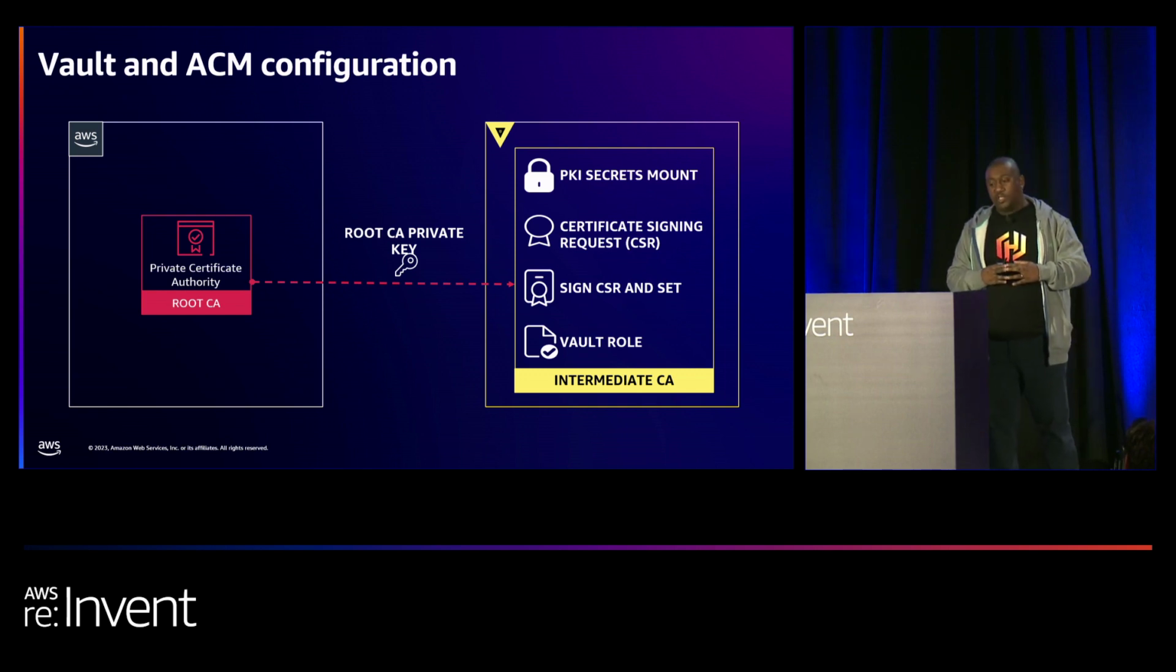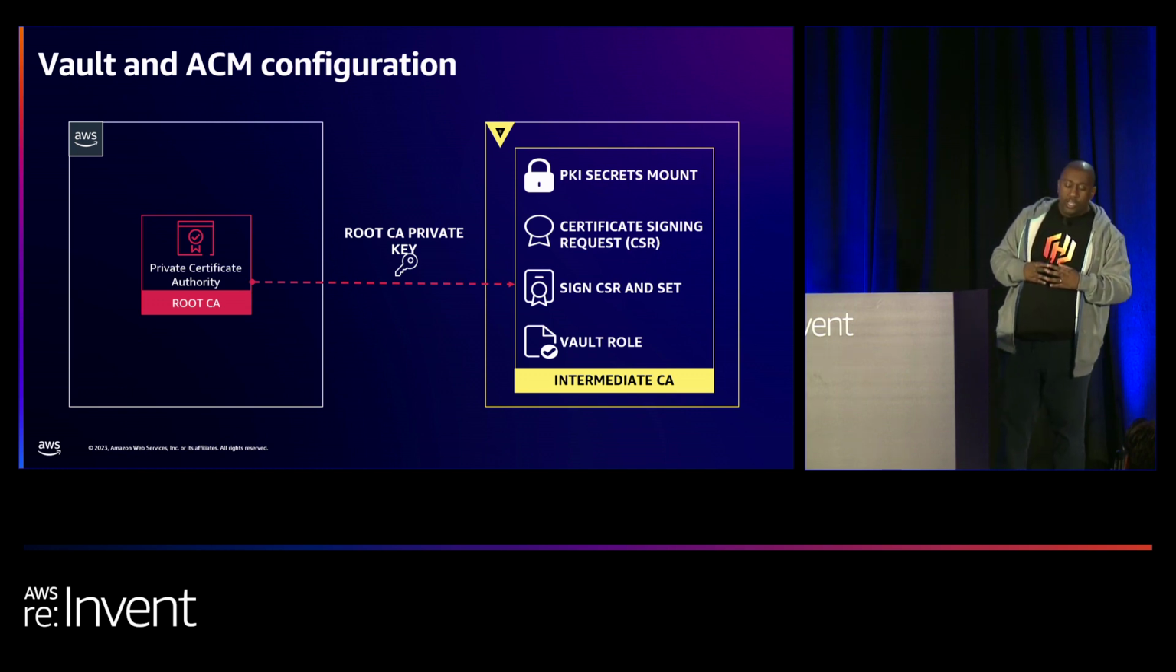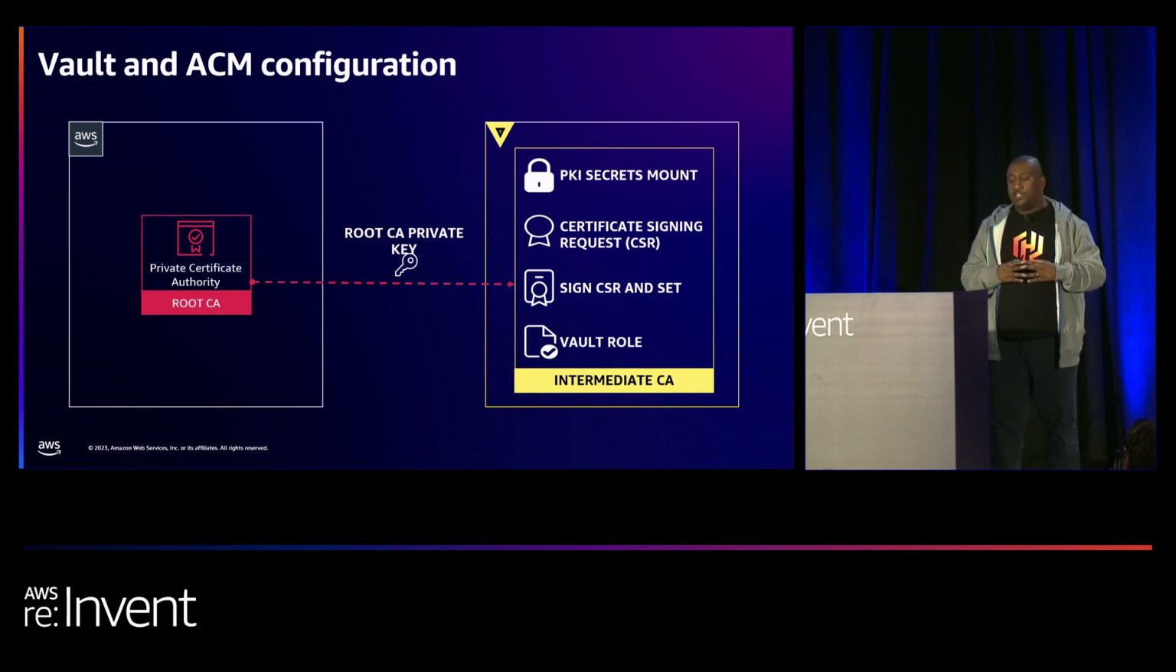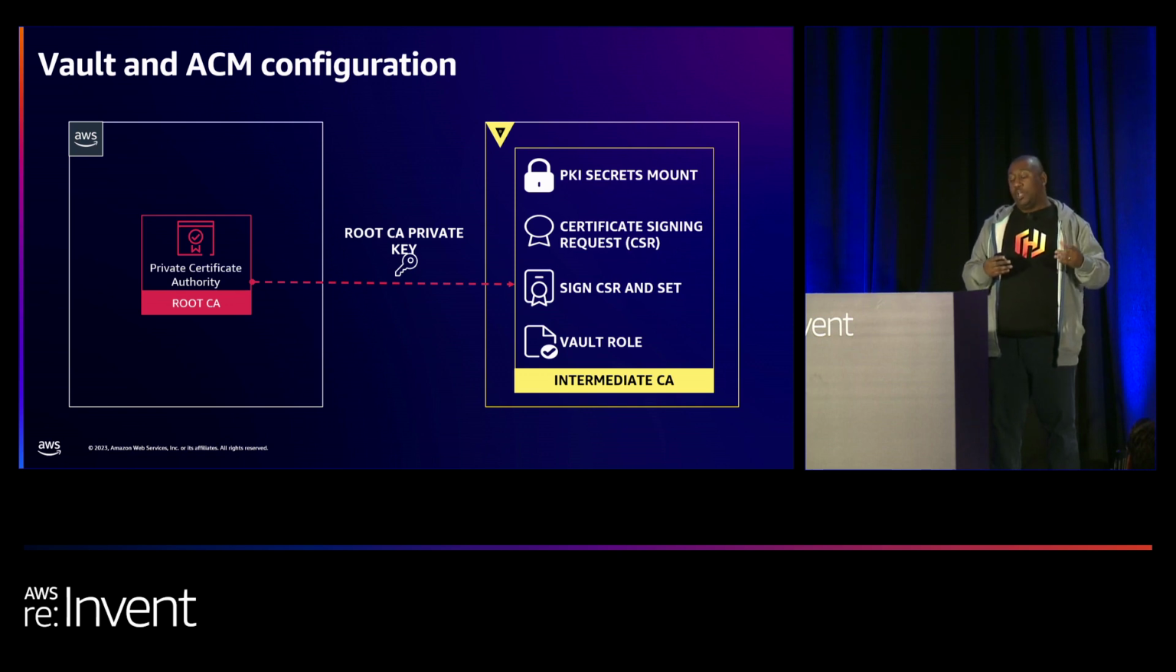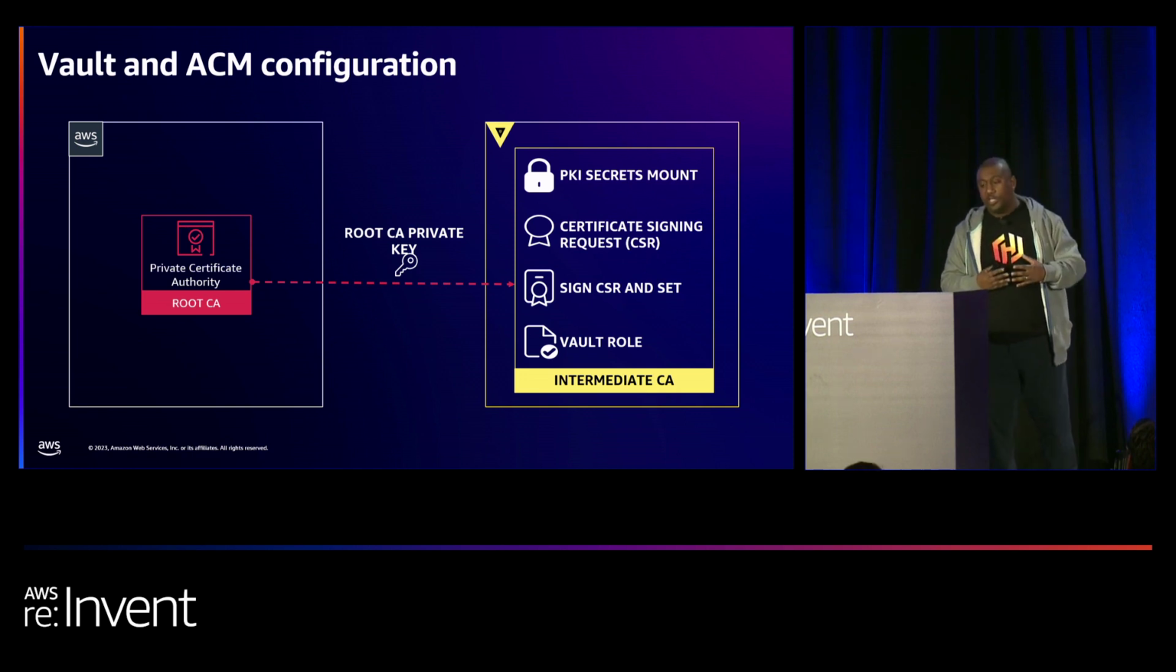So PKI comes under what we call a secrets engine. So we want to enable the PKI secrets mount. Then when we've done that, we want to create a certificate signing request from Vault. And that certificate signing request is what we're going to sign with our AWS root CA's private key. And once we've got that certificate, which is signed, then we can set that within Vault. And that's what's going to allow it to start to issue out certificates on behalf of our root CA.